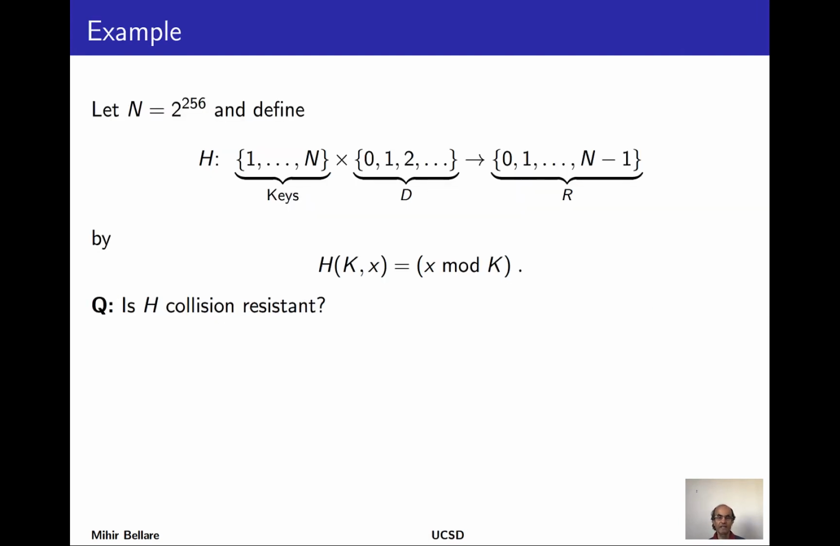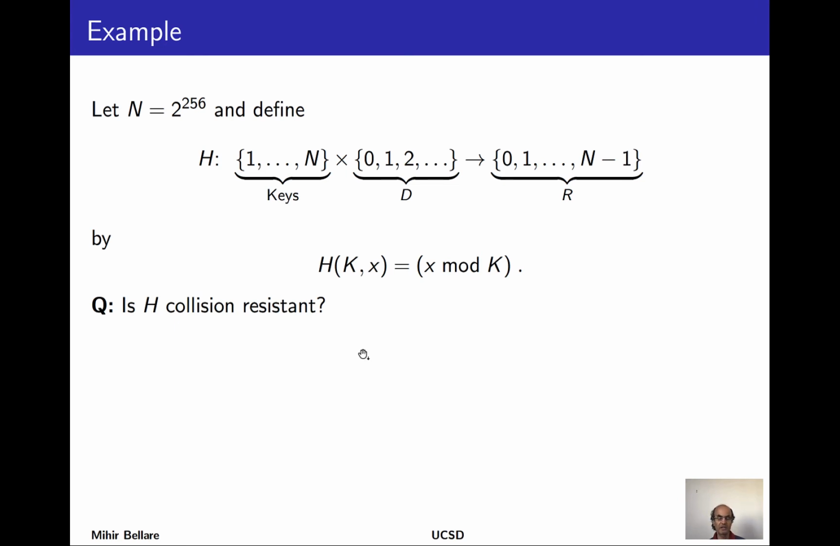So let's see if we can build a collision-resistant hash function. As an example, let's fix a number n, say 2 to the power 56. I will use the set of numbers from 1 through n as the set of keys, and the set of all non-negative integers as the domain. It's actually an infinite set, that's okay. The range is the set of all numbers from 0 through n minus 1. And the way the hash function works is given input a key from here and x from here, it just returns x mod k.